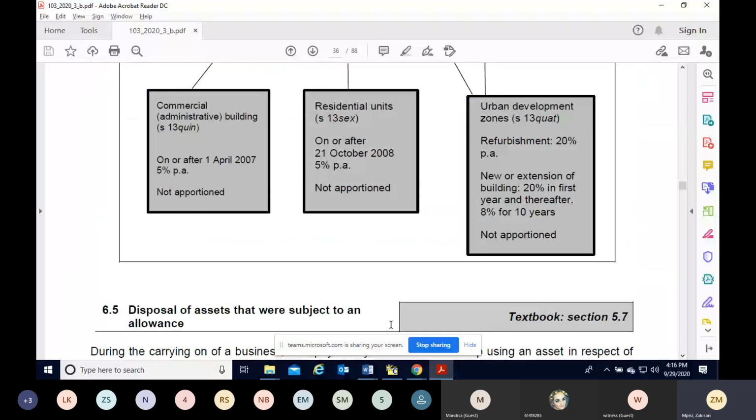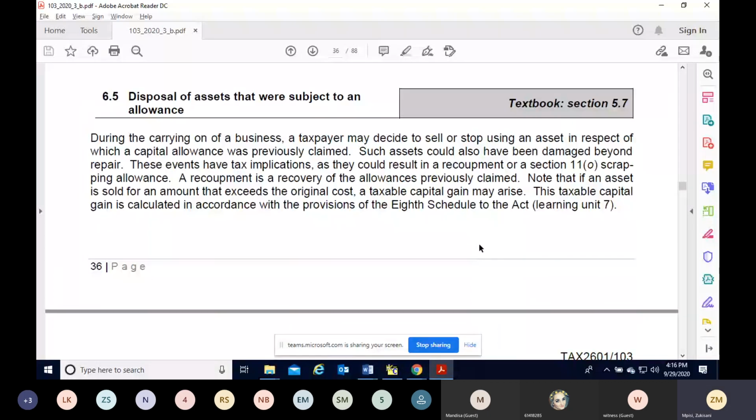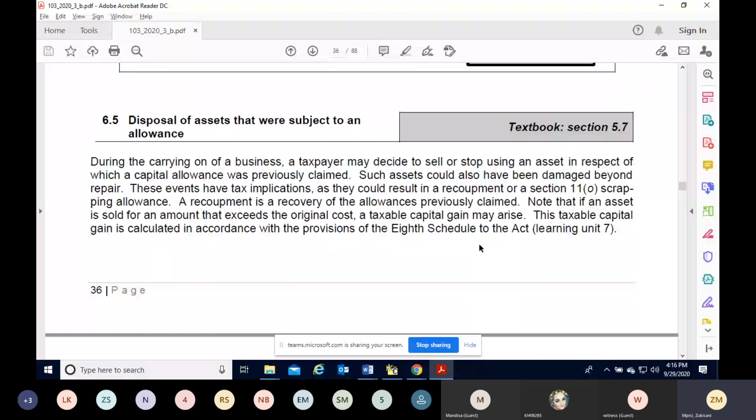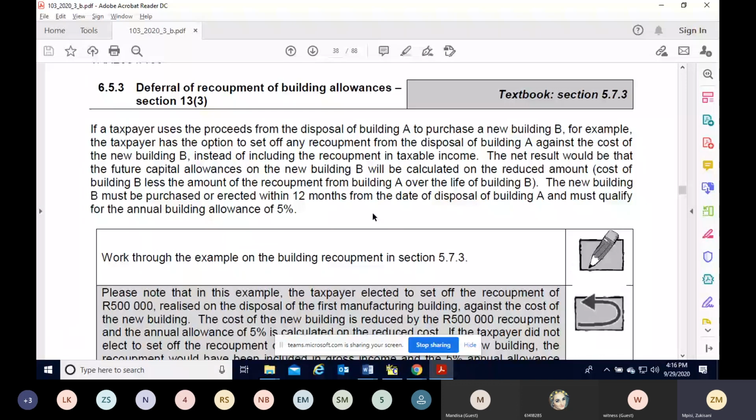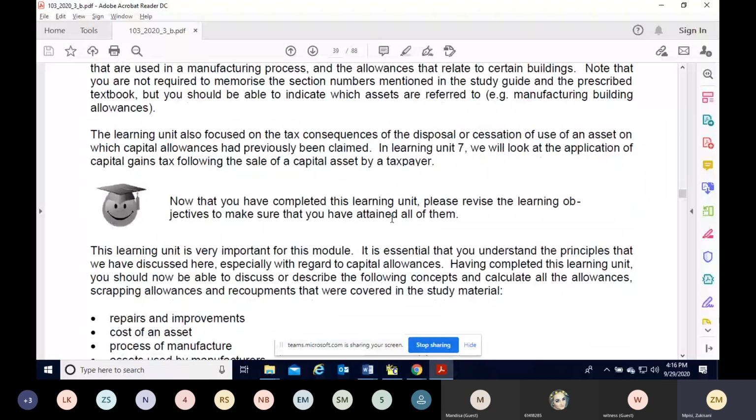So I don't want to dwell much on the theory because I want us to do the questions and apply the theory. So, disposal of an asset that was subject to an allowance. So this is section 11(o), scrapping allowance. We'll come back to these things. I'll explain the recoupments, the deferral of recoupment. So I want us to try and do all these questions.